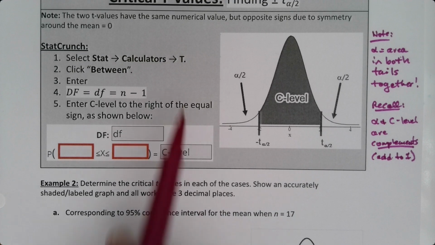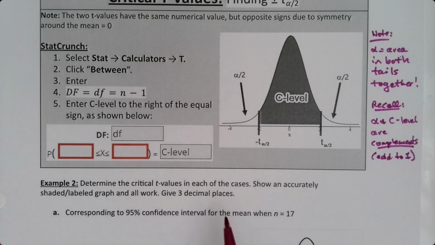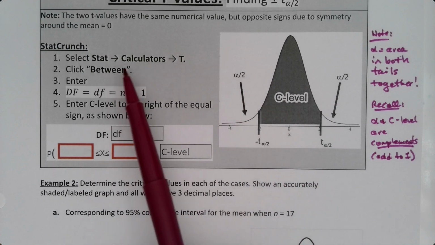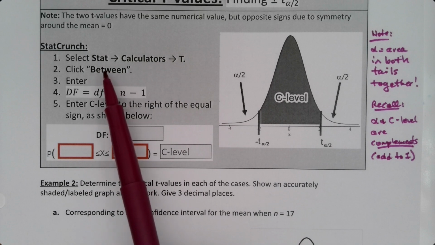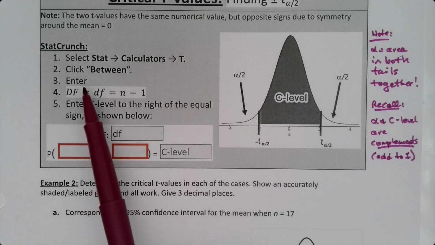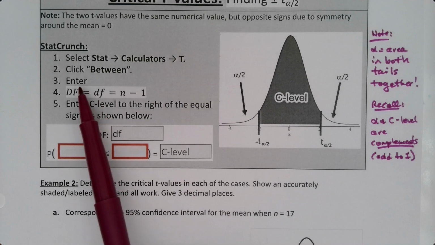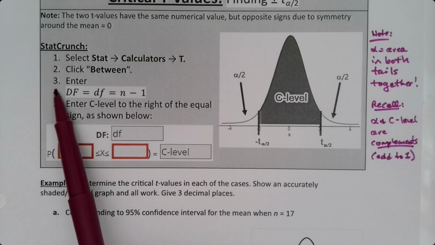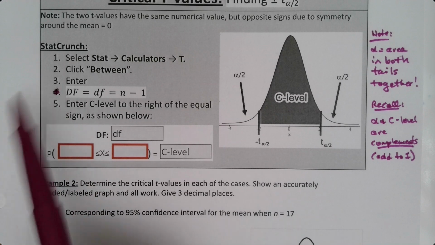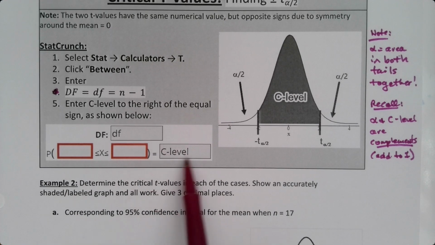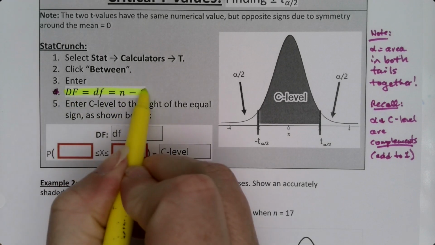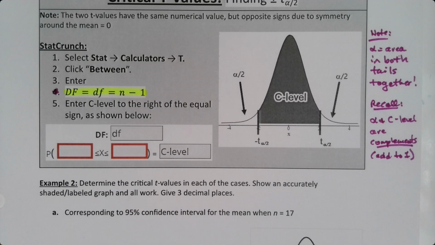Now here we have the instructions for how we're going to do this, and we'll see that when we do an example. We're going to pick a different calculator than we've done before, the T calculator. We're going to click between, just like we did with the normal calculator. We're going to enter the degrees of freedom, and then enter the C level to the right of the equal sign down here. Degrees of freedom is n minus 1. We saw that in the definition on the previous page.